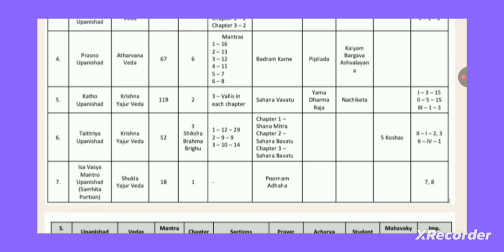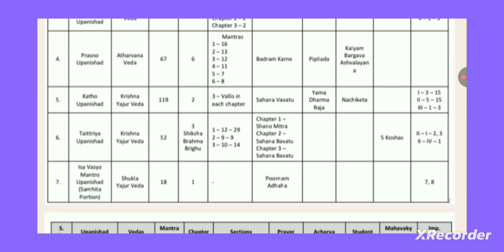7th and 8th mantras of Ishavasya Upanishad are very important. And the prayer we see in this Ishavasya is Purnamada. Yajurveda is of two types. One is Krishna Yajurveda and Shukla Yajurveda. So Ishavasya Upanishad is from Shukla Yajurveda.